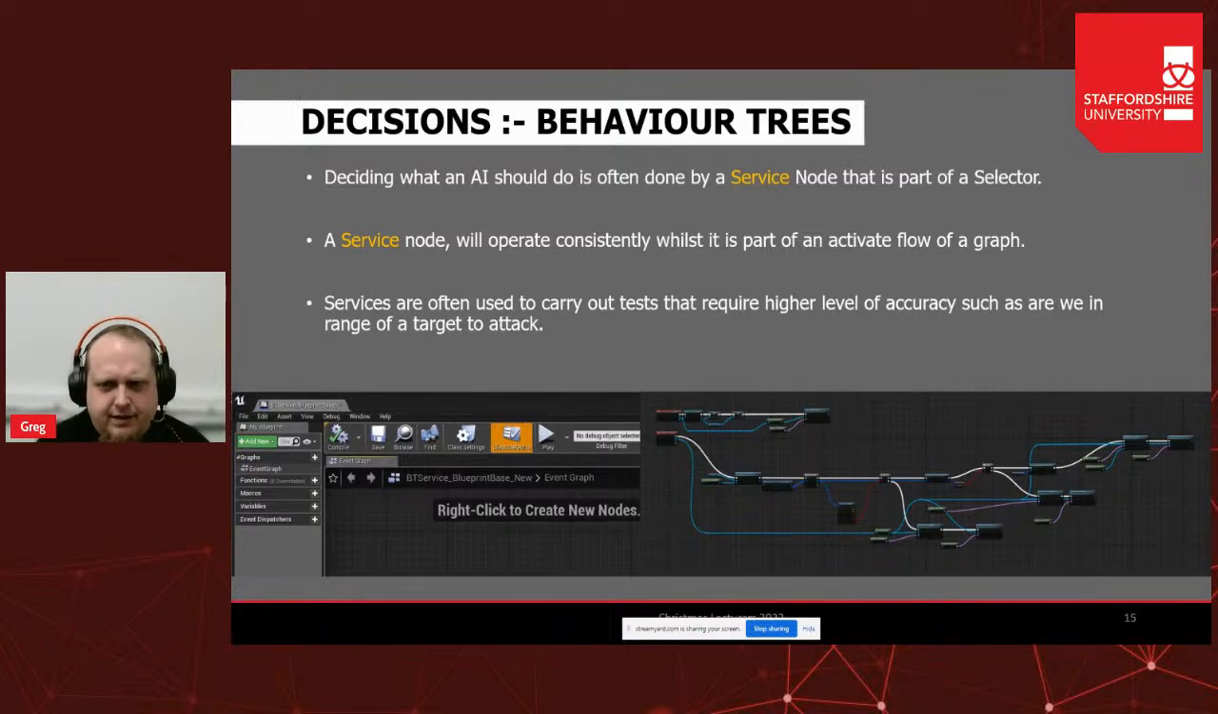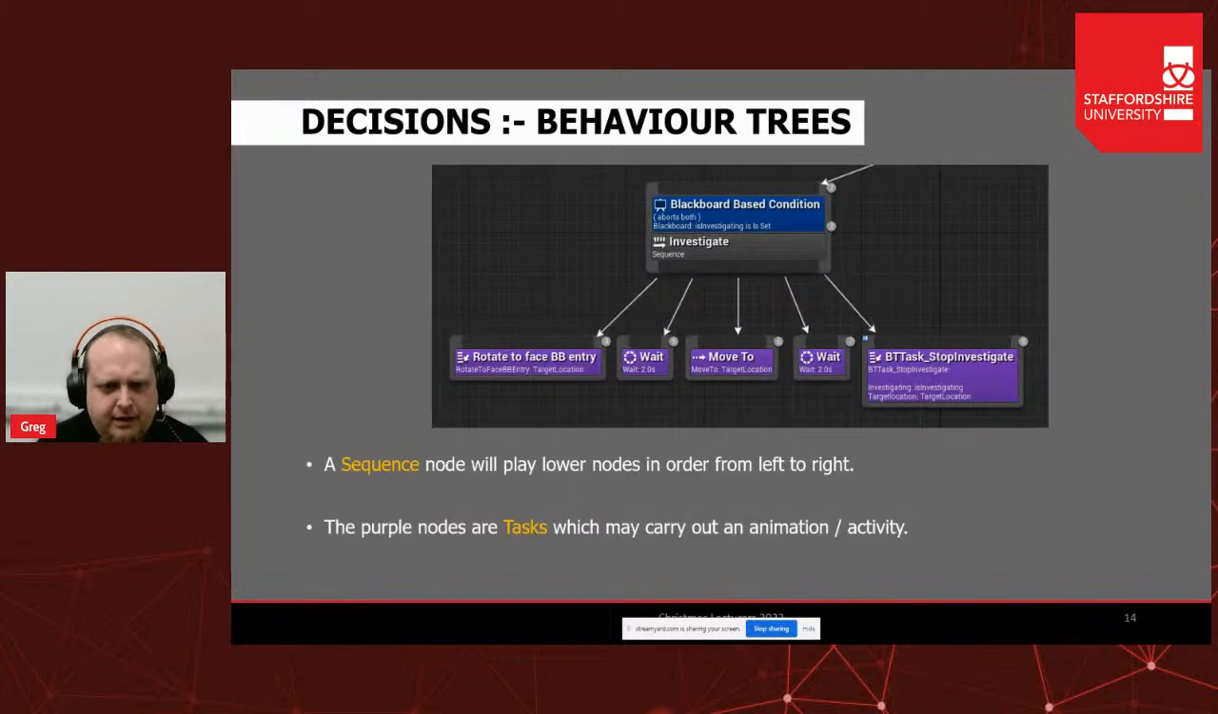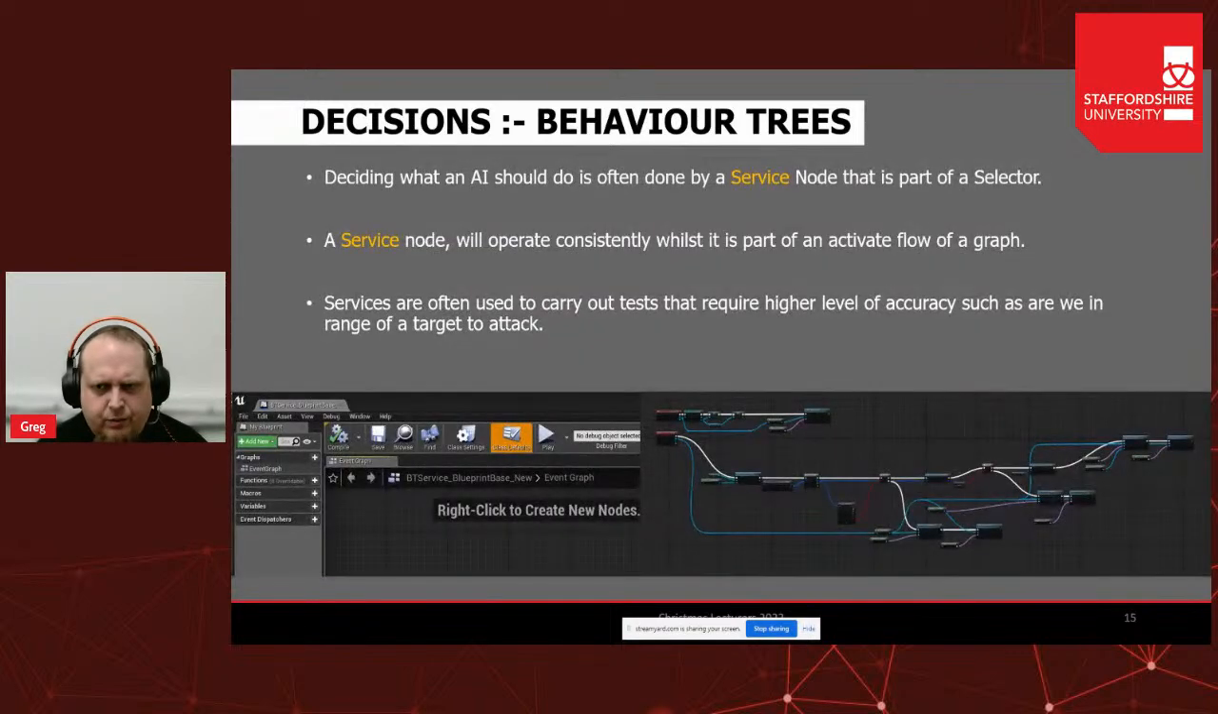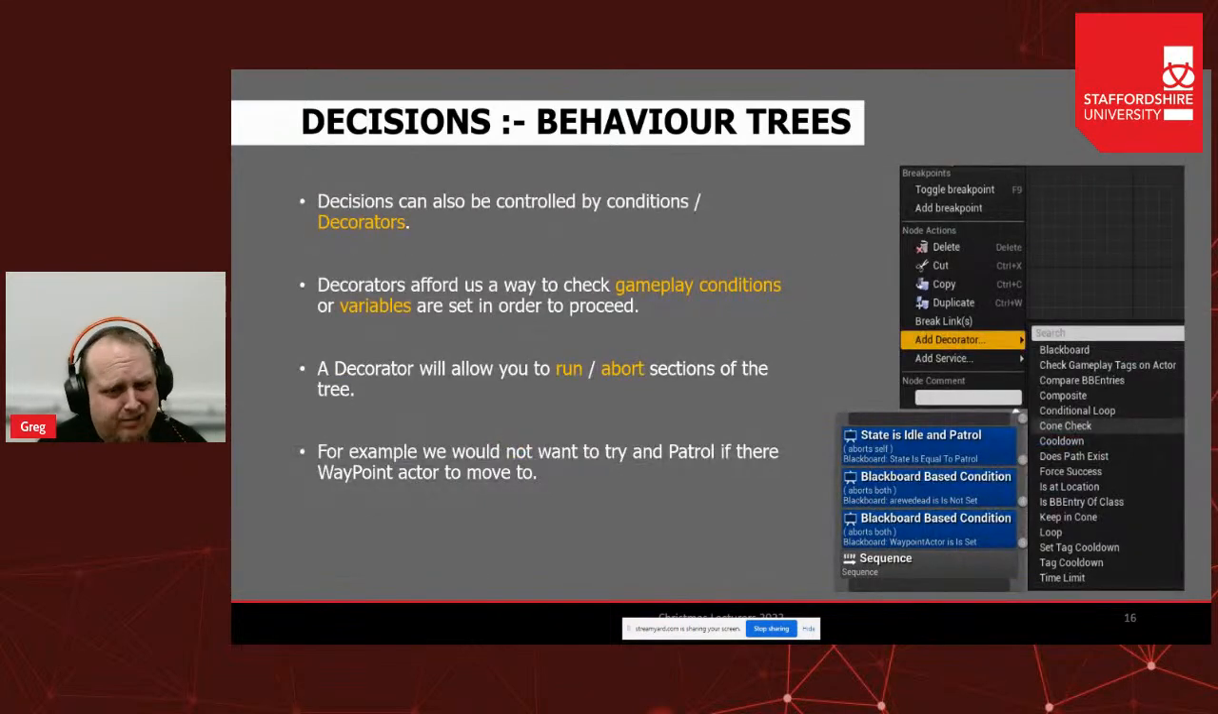Now, further to that, if I just go back a couple of slides, you can see that when our services are connected, we've obviously got these branches and we've got these blue boxes on top of our sequence nodes, and these are called decorators. What this allows us to do is to check for a particular gameplay condition, and that will then allow us to either run the next bit of the tree or to abort it.